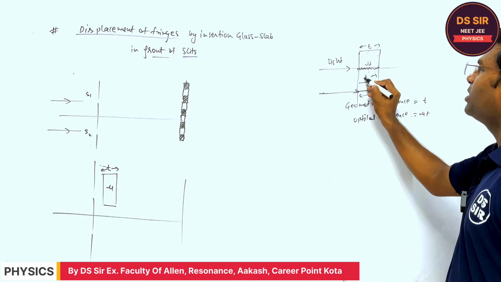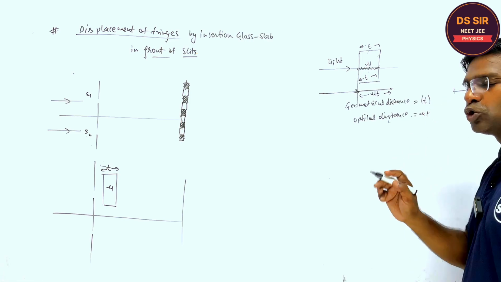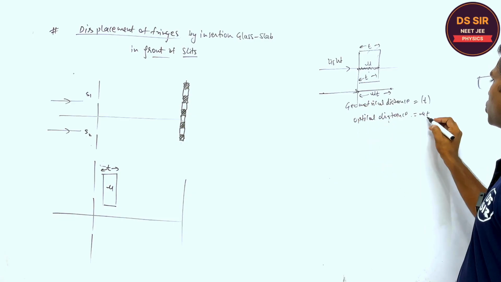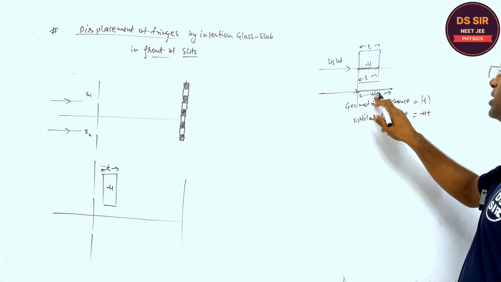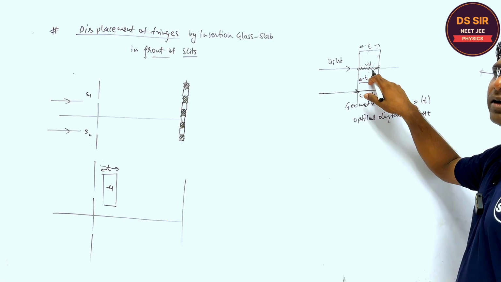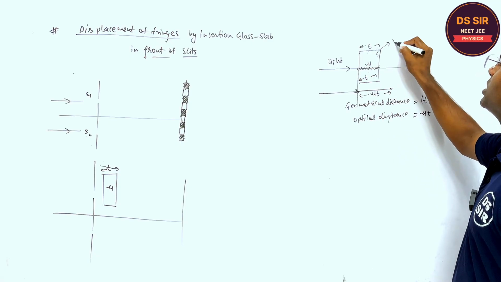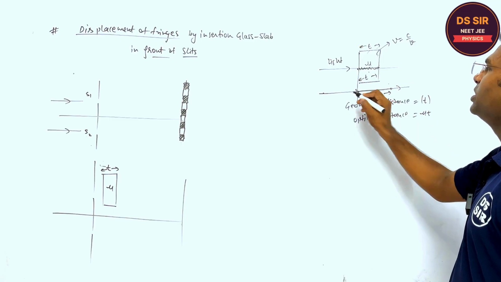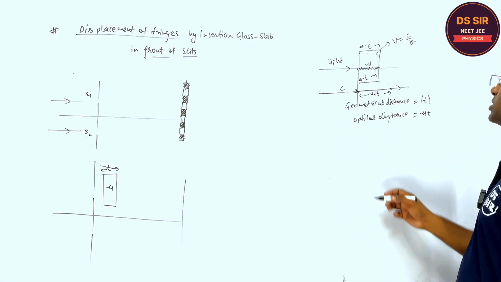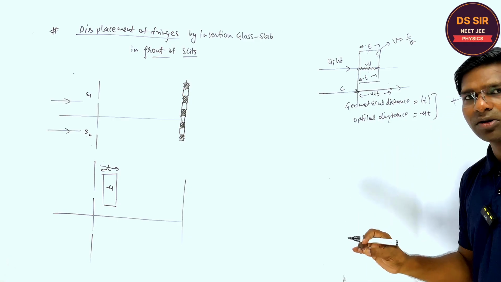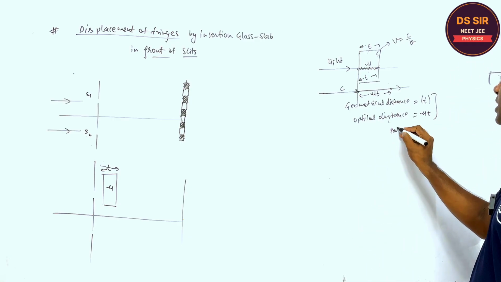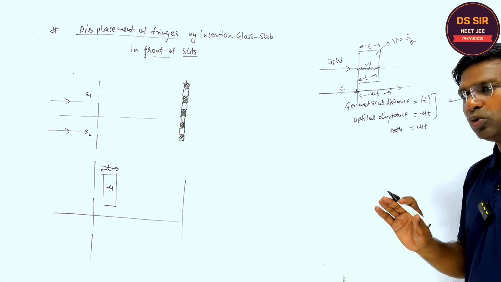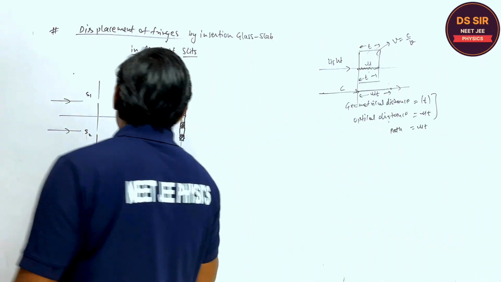So by measuring, the geometrical distance is t, but we will consider the distance covered by the light to be mu into t, because its speed is reduced by mu times. In the glass the speed is c by mu, whereas the speed of the other light ray is only c. So I will take the optical path as mu t, equivalent to the path covered in the glass slab. You understand or not? Right?